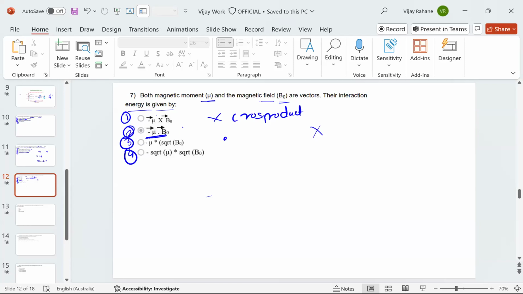These terms come from mathematics, so you can refer to some mathematics on the difference between the cross product and dot product. It is direction dependent, with regard to the direction. So the correct option is here: the dot product of the minus magnetic moment and the magnetic field.